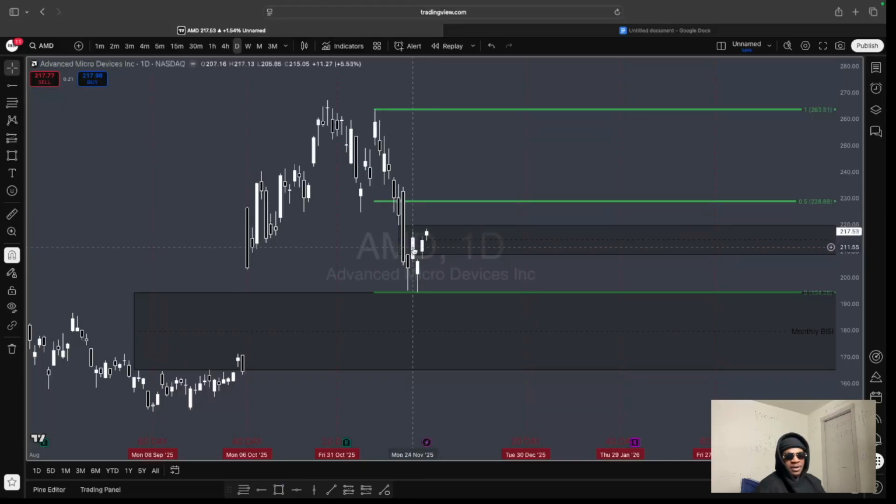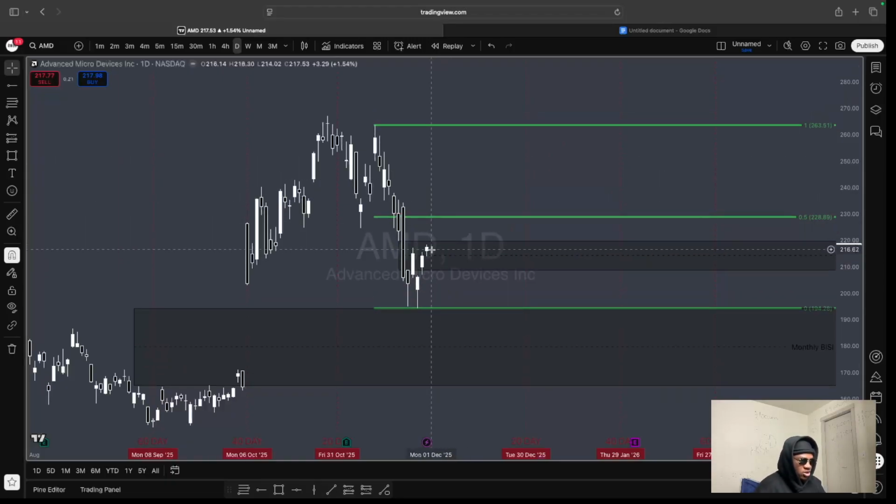I like how we closed above the consequent encroachment of this sell side inefficiency on AMD. Now, if we close above it and then come back and enter it, I am longing AMD. So what I want to see is a candle close above this 219.71.